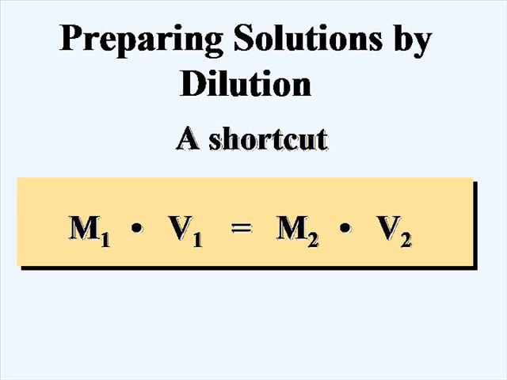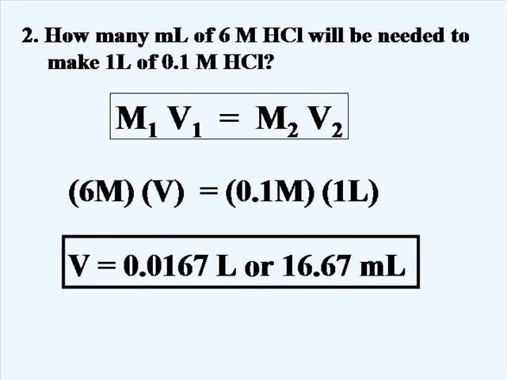So by taking the equation M1V1 equals M2V2, we are able to solve a simple dilution problem. For example, how many milliliters of 6 molar HCl will be needed to make 1 liter of a 0.1 molar HCl solution? We don't know the volume of 6 molar that we're going to need to use. That's why we have the variable V. We set the initial molarity and volume to the final molarity and volume, placing in the 0.1 molar times 1 liter for the final. Solving for V gives us 0.0167 liters or 16.67 milliliters.